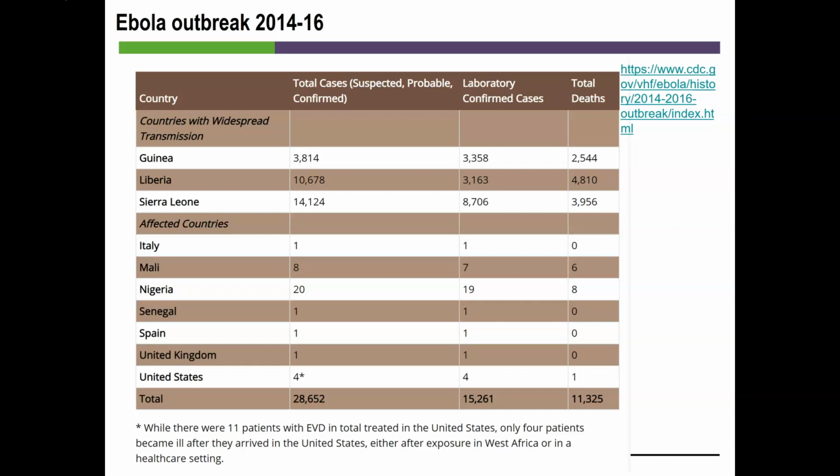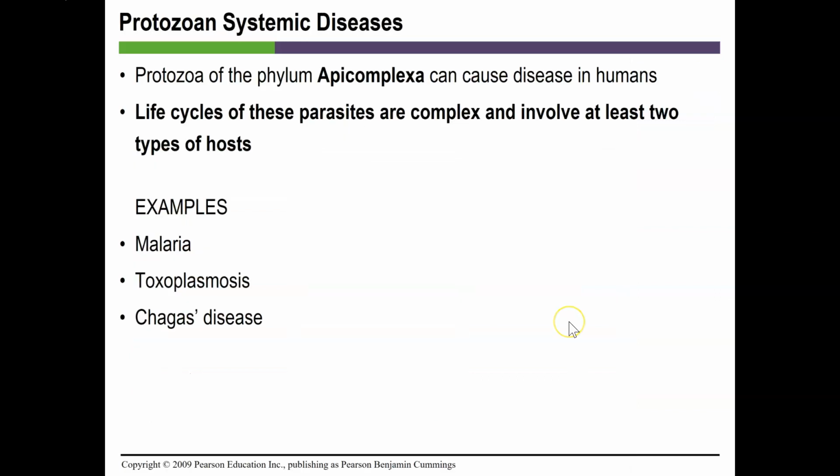Overall, there were 28,000 plus individuals that were infected during the outbreak before they could get the outbreak under control. There were over 11,300 deaths, which is just over a 40% fatality rate. This is a highly lethal virus, and in some of these places, they do not have very good health care to support people that are infected.